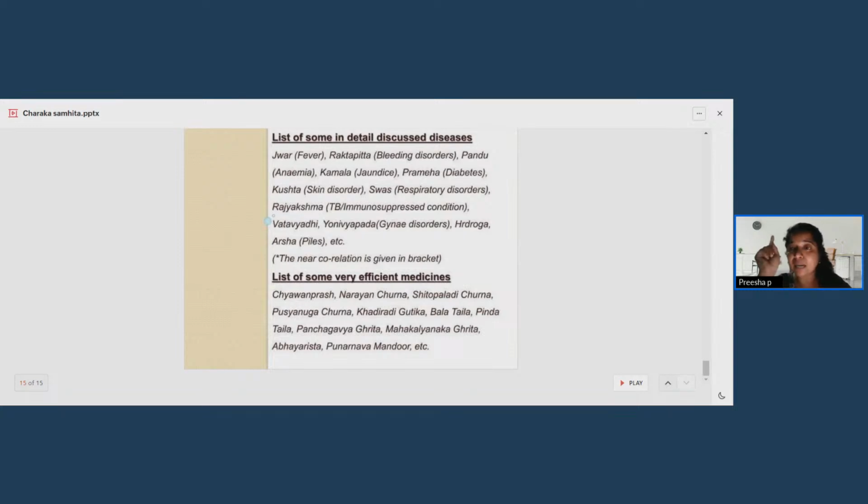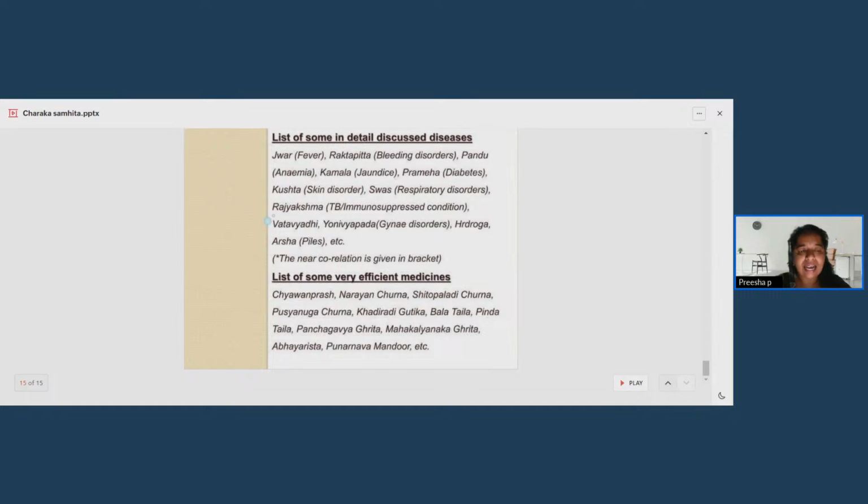Alasaka means what? A lazy person. A lazy person will not have much energy to do the Chardi and the Adisara. You have to understand the Chardi and Adisara as Vamana and Virechana. So in the cases of Alasaka, there is no Chardi and no Adisara. That you have to understand.